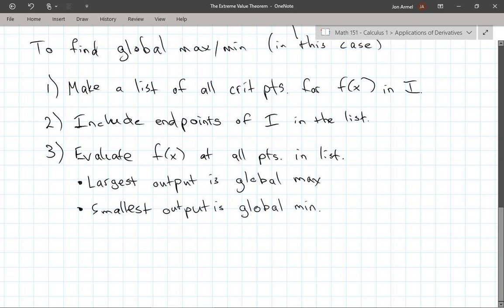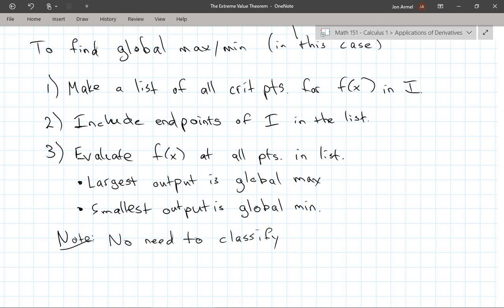Okay, so not so bad. One thing you should note is that you do not have to classify these critical points or the endpoints as local maxes or mins. There is no need to classify the local stuff, because it just doesn't matter, right? Your max might occur at a global max or min, at a local max or min, or it might occur at an endpoint, and it doesn't matter. So there's no need to classify as local maxes and mins.